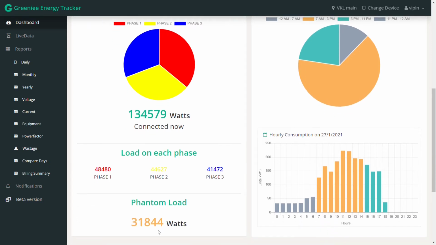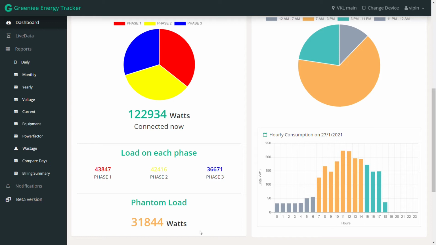Further down, you can see the phantom load. Phantom load is nothing but the load which is always on in a premises. This is an important aspect because you need to know what are the loads which are always on. If you look at an installation or a factory or a premises which does not work 24 hours, the phantom load should be not more than 5% or 6%.